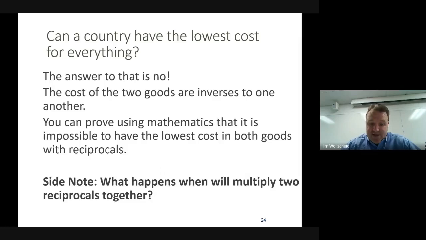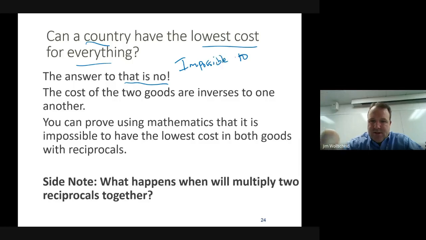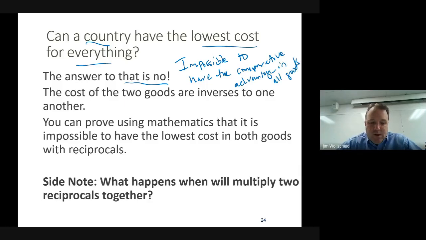So a couple of quick points we should notice with this. Is it possible for the country to have the lowest cost in everything? The answer to that is always no. So it's impossible to have the comparative advantage in all goods. So it will always be impossible for that to occur.